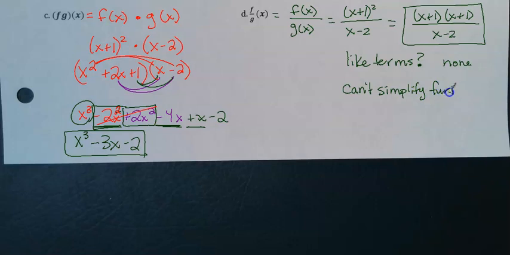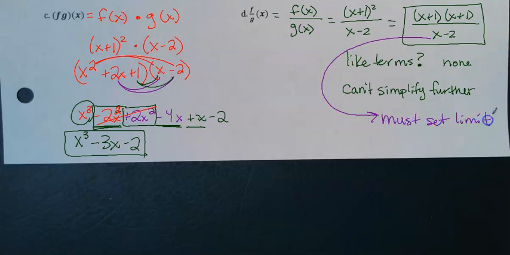Because there are no like terms, but we do need to set a limit. Okay? Because our denominator, check out our denominator, right? We have x minus 2, so we must set a limit because our denominator does not equal 0. We never want that denominator to be 0. So what do we need to say for our limit? So essentially, what can x not be? X cannot equal what? Perfect.